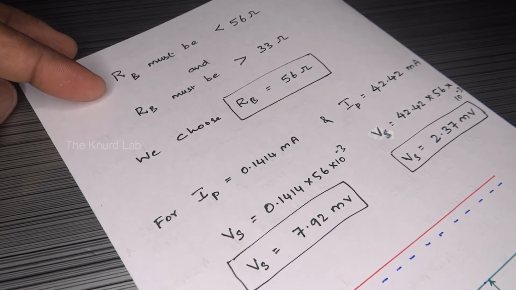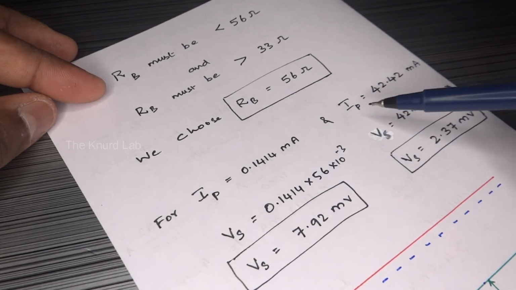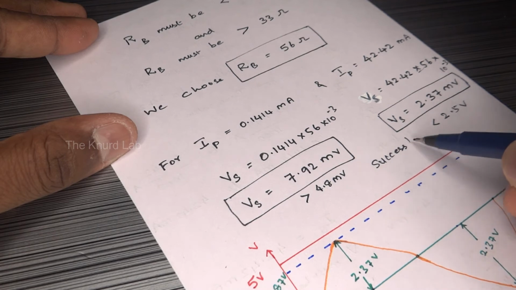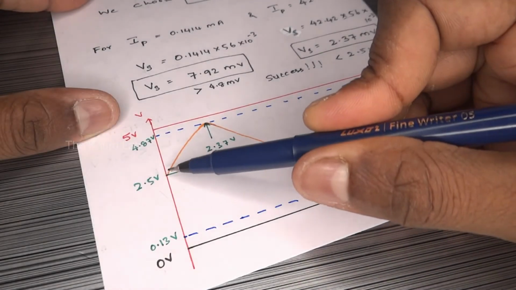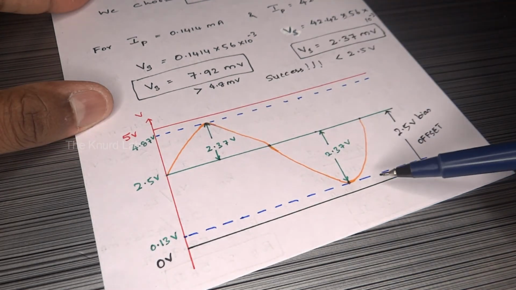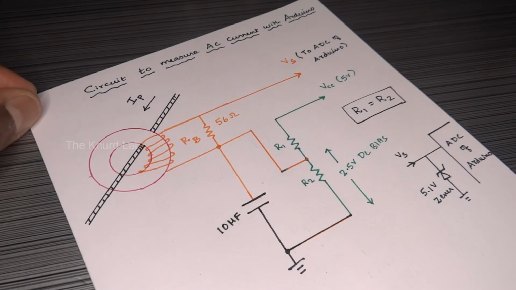Again, using Ohm's law, we can predict the minimum and the maximum value of voltages expected at the ADC for a measurement range, and we can safely say that they are within the limits of the ADC. With a peak-to-peak value of 4.74 volt and a peak value of 2.37 volt on either side of the 2.5 volt bias, everything seems to be fine. Now, let's design a circuit that will enable us to safely measure the voltage across the burden resistor using the ADC pin of an Arduino Nano.